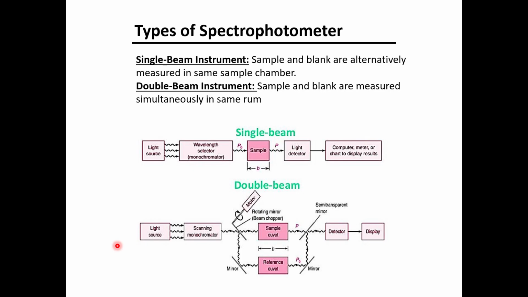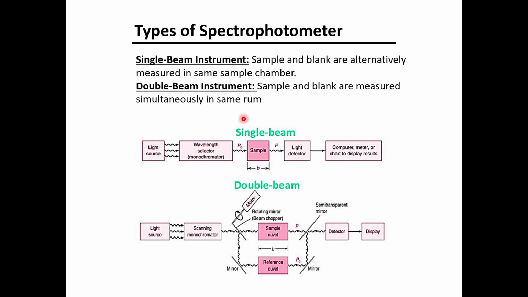Types of spectrophotometer. There are two types of spectrophotometer. One is the single beam instrument, and the other one is the double beam instrument or spectrophotometer. If a spectrophotometer contains only one chamber for the test material or the blank material, it is called a single beam instrument. So only one pathway is traveled by light in this type of spectrophotometer.